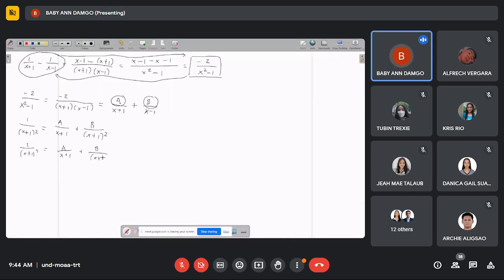Okay, so what if this is x plus 1 to the fourth? What if it's 5? So mag-add na sa tag e over x plus 1 to the fifth and then solve for a, b, c, d, and e. Okay? Sige. Question.